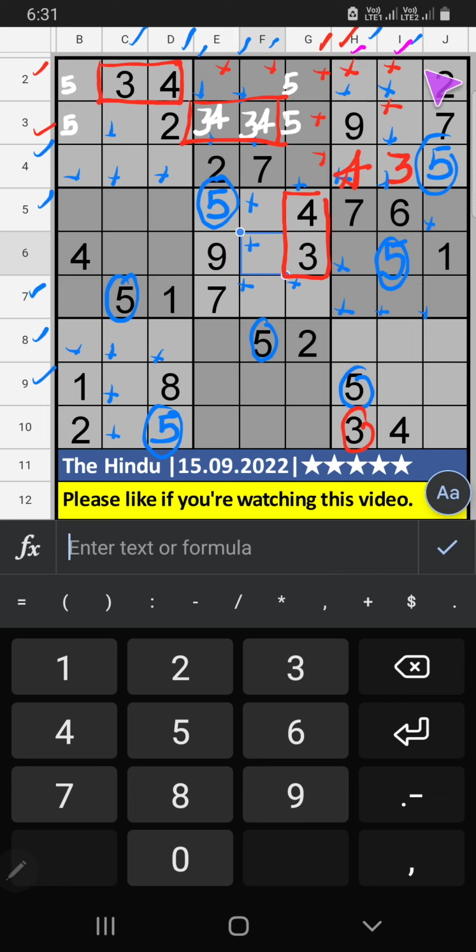Column H, column I, we have pair numbers 3 and 4. So 3 and 4 can't come in these cells. It will come in one of the 2 cells. 5th row, we already have 4. So 4 can't come in the cell, 4 is confirmed here. Then 3 is here. Column J, 3 numbers are remaining, 6, 8, 9. It will come in one of the cells. We will confirm later.